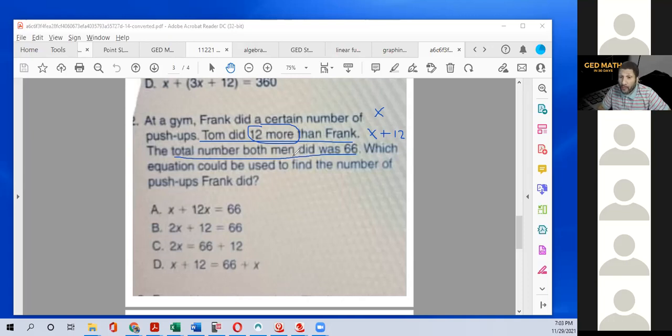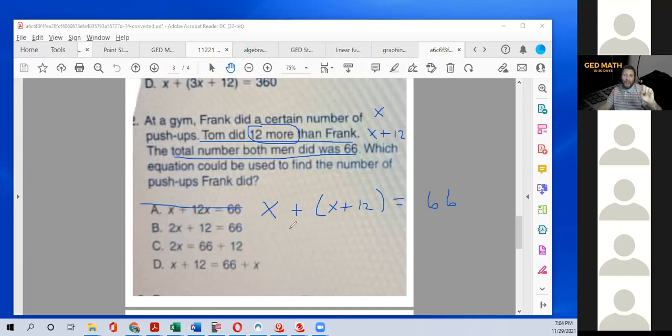The last thing we know is that both combined did 66. So Frank plus Tom is equal to 66. They got all different options here. They want to know, do you really know? Well, first of all, 12x, we know that's not it.